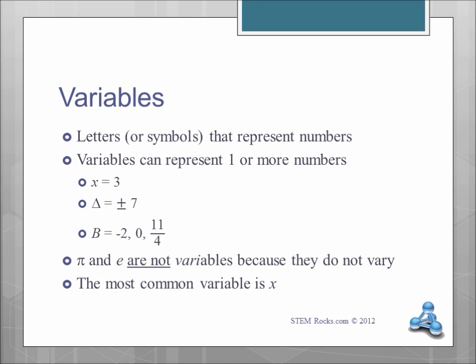Two numbers, pi and e, are not variables because they do not vary. Pi is always equal to 3.14. E is always equal to 2.7. The most common variable you will see is x.